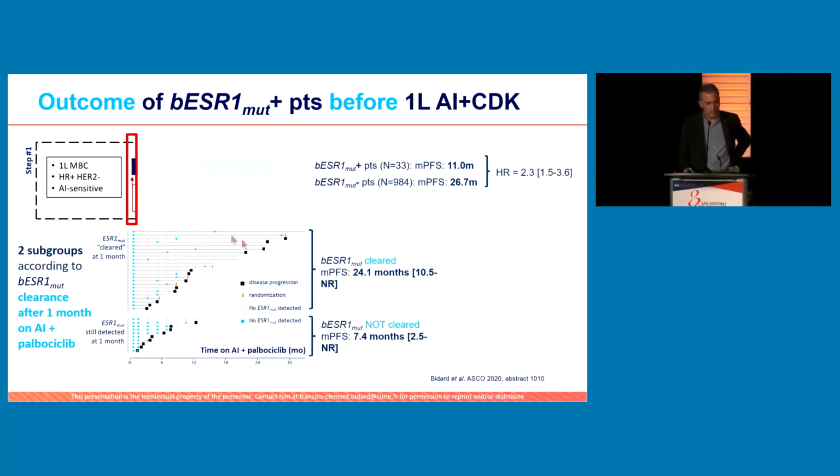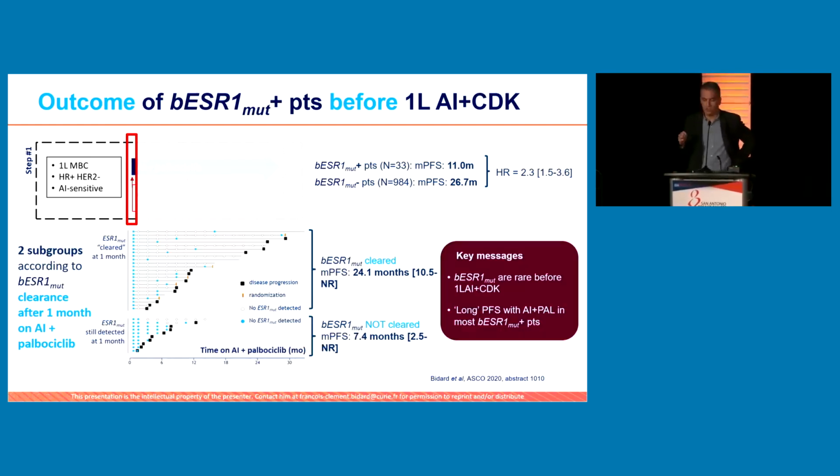And if you look at the outcome of these patients, the patients who cleared this ESR1 mutation had a 24-month median PFS on AI plus palbociclib, suggesting that yes, ESR1 mutation at baseline is telling you something about the resistance, but if you are able to clear it, and the clearance might be attributed more to the CDK4/6 compound than to the AI, which is supposedly inefficient, you still have a very, very good PFS. But of course, the ones with a persistently detectable ESR1 mutation at 1 month had a short PFS. So the key messages here are that baseline ESR1 mutations are rare before first-line AI plus CDK4/6 inhibitor, and we could still have long PFS with AI plus palbociclib in most baseline ESR1 mutation-positive patients.